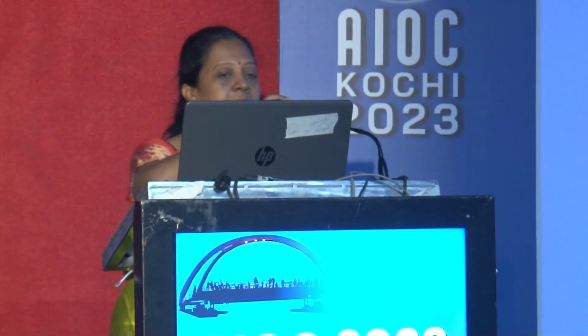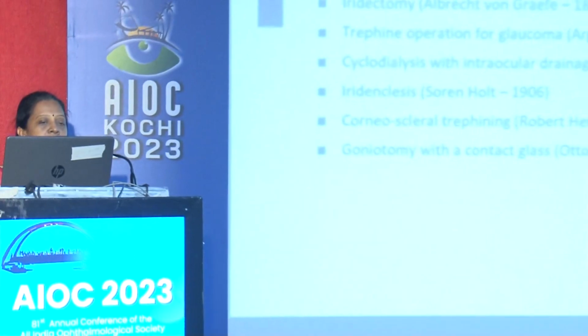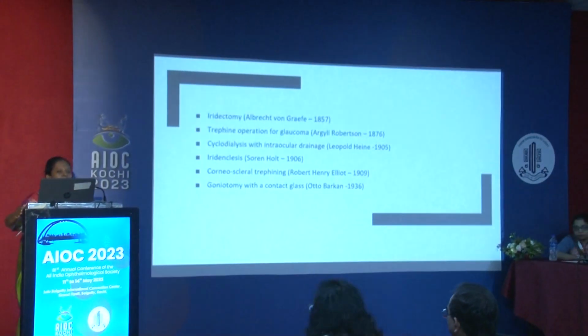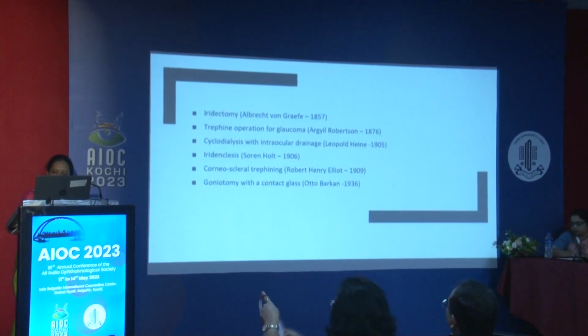Good morning, everyone. So the topic of my presentation is evolution of glaucoma surgeries, TRAB and beyond. So for more than half a century ago, there has been a multitude of surgeries for uncontrolled glaucoma, but all of these were fraught with complications, the earliest being iridectomy, then the trephine operations you would have heard of, cyclodialysis with intraocular drainage, iridencleisis, then we have the Elliot corneoscleral trephining. So all these are obsolete now.